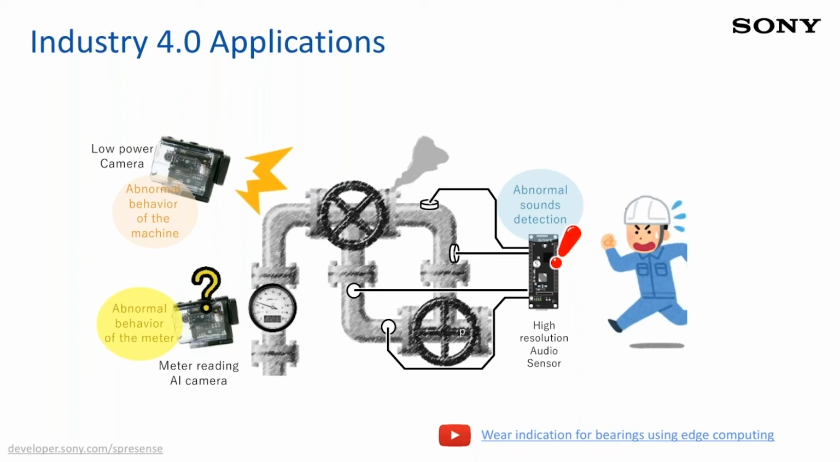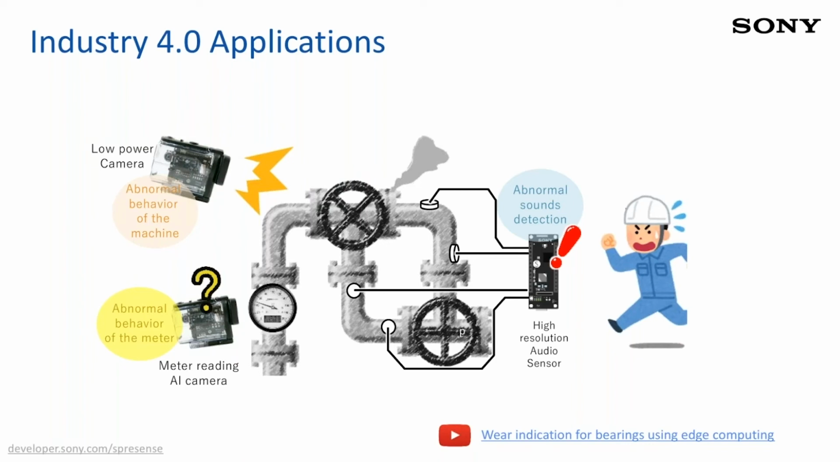Or one of the very popular applications that we see in so many factories is meter reading. We have a lot of analog meters in our factories. So someone walks around, collects that data, and shares it with the people who are responsible or need to take an action. But what if we can make it smarter? What if we can make it more efficient?